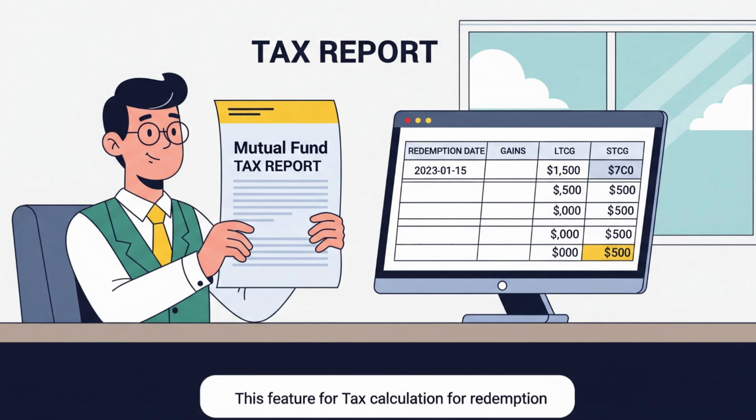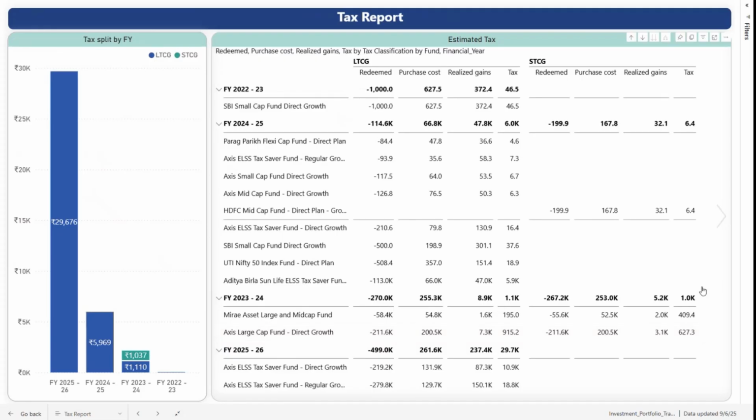Then coming to tax. As you all know, I made almost 8 lakh in withdrawals. But I want to know how much realized gain I got, what the purchase cost was, how much tax I have to pay, which financial year I purchased and redeemed in, and whether it falls under long-term capital gain or short-term capital gain. All these things you can get from here.